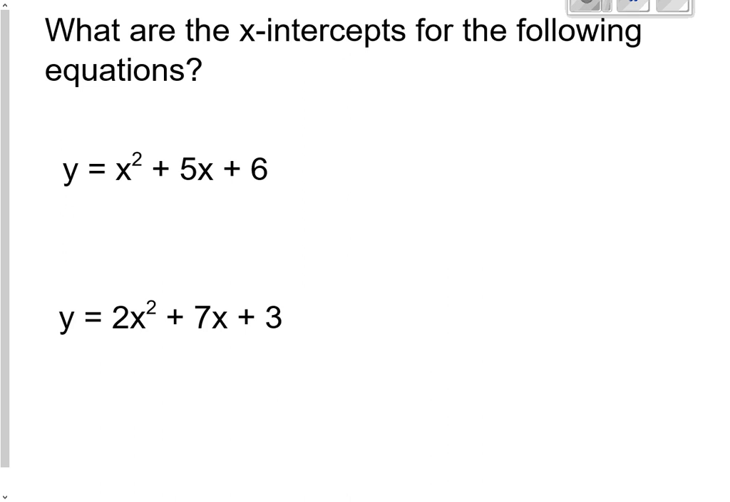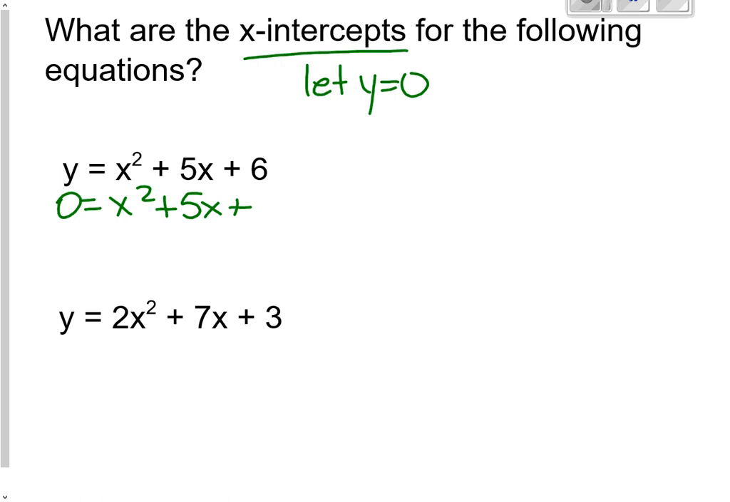To get started today, let's begin with the x-intercepts for the following equations. Remember, whenever you're finding an x-intercept, that's where we want to let y be equal to 0. So in this case, I would have 0 equals x squared plus 5x plus 6. And whenever we're looking to solve for x with a quadratic, we want to put this in factored form. So this is simple factoring.